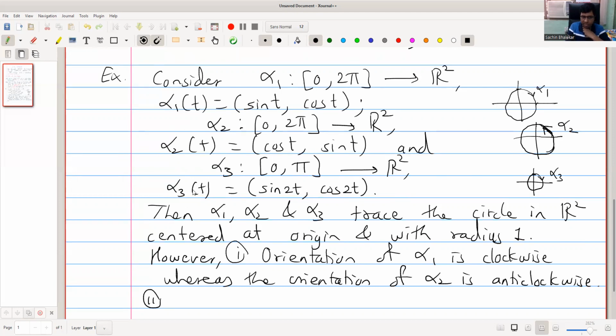However, alpha 3 of pi by 2 is sine of 2 into pi by 2, that is sine pi, which is 0, and here cos pi is minus 1. So instead of this point, we are at (0, minus 1), on the negative y-axis. So when alpha 1 is at this point, alpha 3 is at this point, which means the velocity of alpha 3 is double as compared with this.